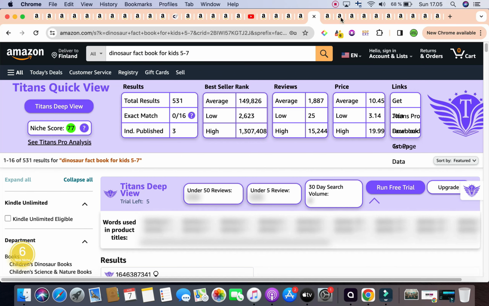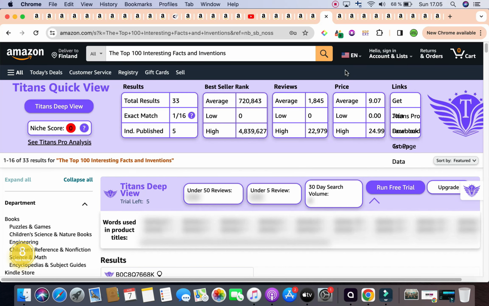So let's dive into the second keyword for the day, and the second keyword is the top 100 interesting facts and inventions. Now, this is a great keyword that you can dive in, starting with the total results that are below 1,000 and they're sitting at 33.